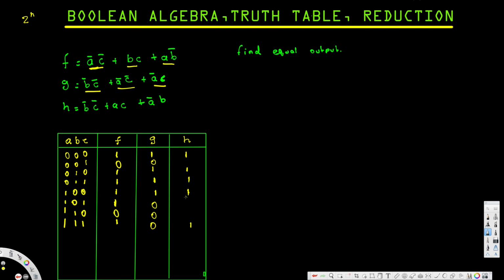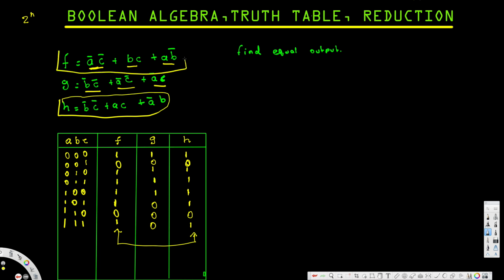Okay, let me see if I am making any mistake. This combination is suspicious. A and C. Okay, I missed it here. A and C, if A and C are 1, this one is 1, right? This is 0. Now you can see these two are equal. So when we have this expression, that makes this one equal.